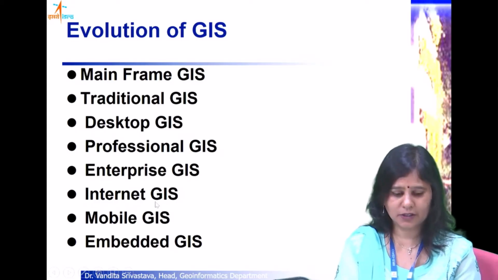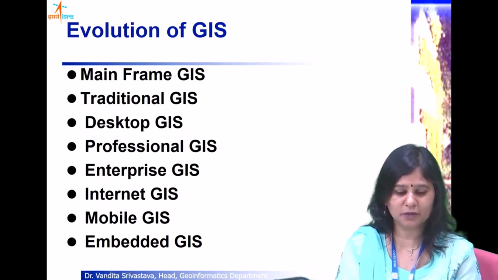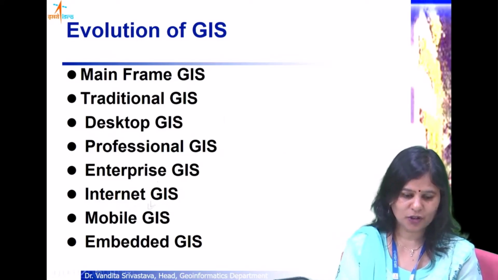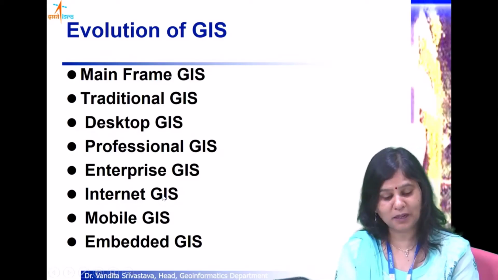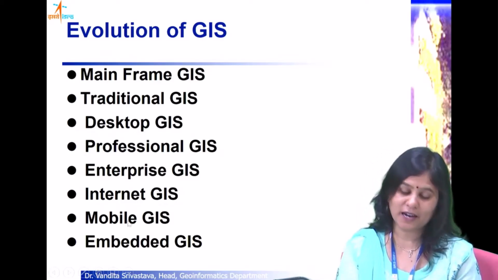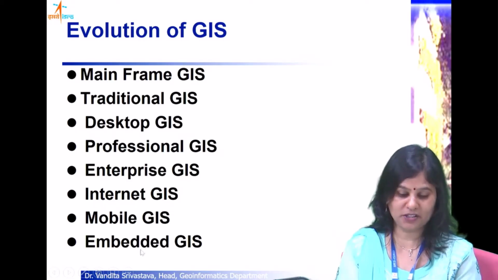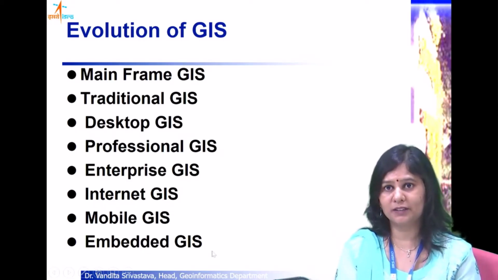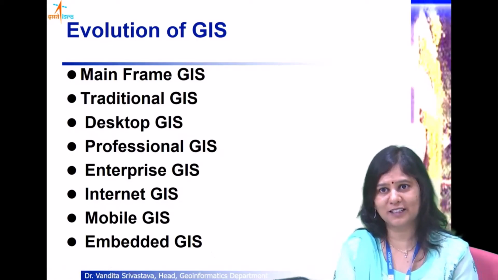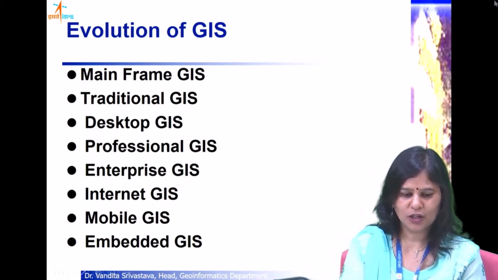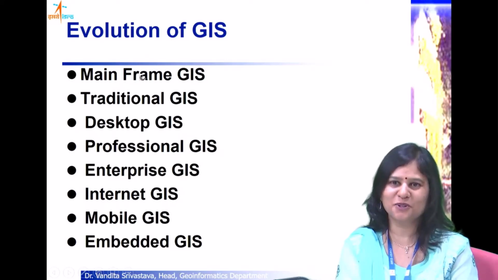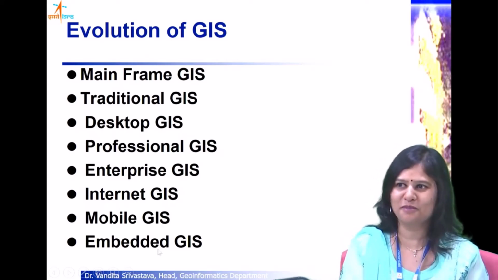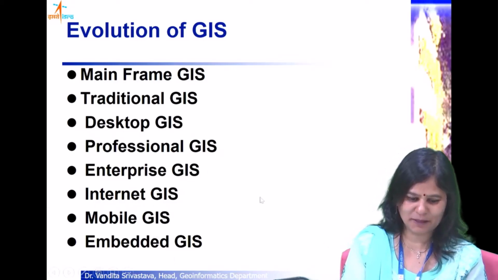ESRI launched MapObjects Internet Map Server, then ArcGIS Server. GeoMedia also had its server. Likewise, a lot of developments took place in internet GIS, and slowly it further miniaturized, and the era of mobile GIS came, and now we talk about embedded GIS. People are now using some functionalities of GIS in cars, in their display systems. So the evolution of GIS has happened from the size of a room to now being embedded in a mobile phone maybe. That is the development that has taken place.